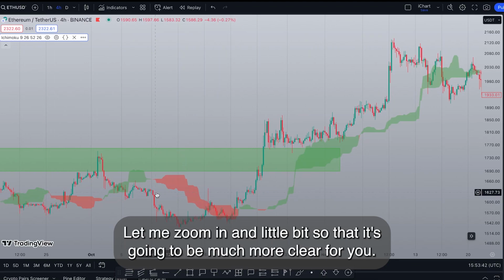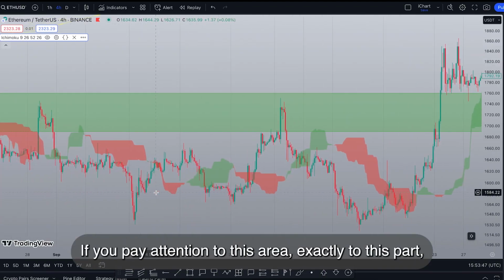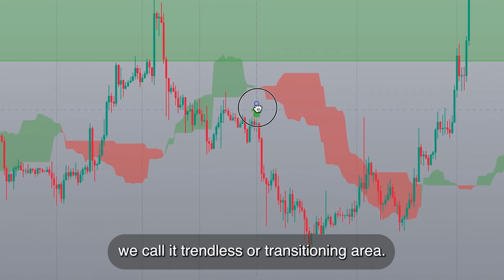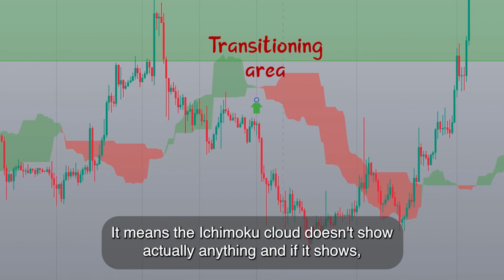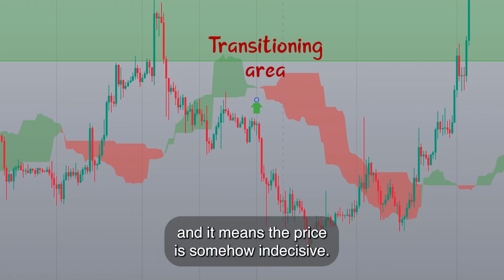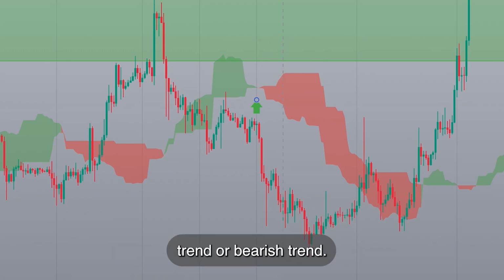If you pay attention here, let me zoom in a little bit so that it's going to be much more clear for you. If you pay attention to this area, exactly to this part, we call it the trendless or transitioning area. It means the Ichimoku cloud doesn't show anything, and if it shows, it has low depth of clouds, and it means the price is somehow indecisive. So the Ichimoku cannot detect whether it is in a bullish trend or bearish trend.